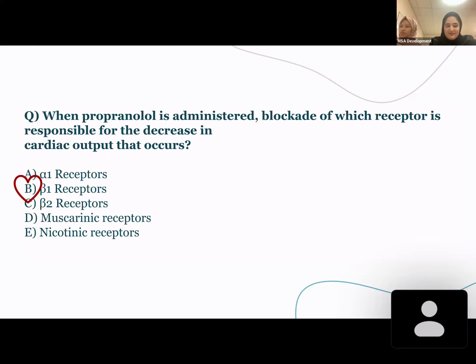So you have 2 lungs. Beta, I'm pointing to this camera. So if you have 2, you have 2 lungs, right? So that's beta 2. Beta 2, if it's stimulated, relaxes the lung vessel. But beta 1, since you have one heart, that's your answer. Muscarinic and nicotinic is not here. It's for sympathetic action.